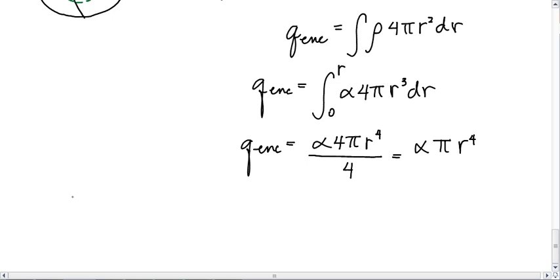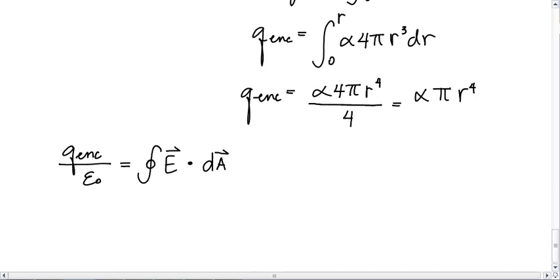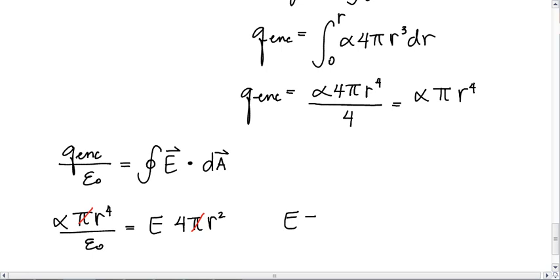So now using Gauss's law, the charge enclosed by our Gaussian surface over epsilon naught is equal to the closed surface integral of the electric field vector dotted with the area that is perpendicular to the field. So q enclosed is alpha pi r to the 4th over epsilon naught, and because the electric field is perpendicular to the area, and the area is the area of a sphere, then E 4 pi r squared, where this is still r because it's the Gaussian surface radius. So then we can solve for E. Looks like I can divide by pi on both sides, and I'll have that the electric field inside the insulated object is alpha r squared over 4 epsilon naught.